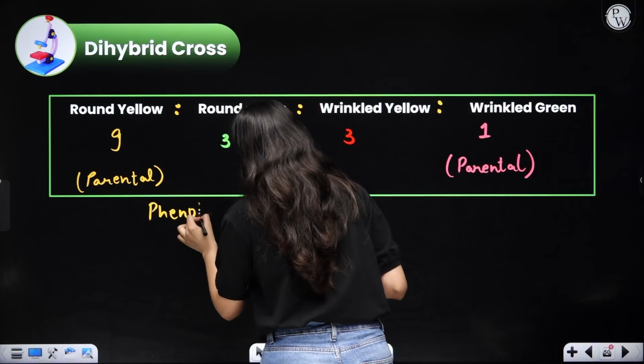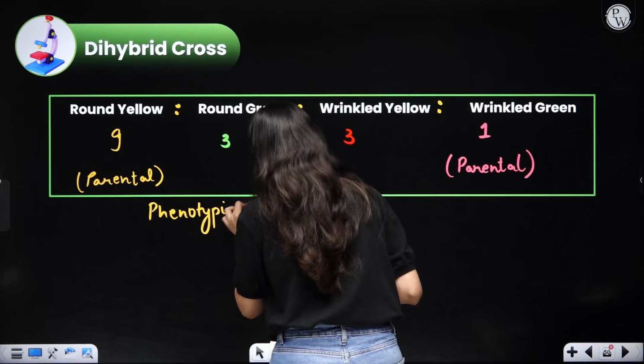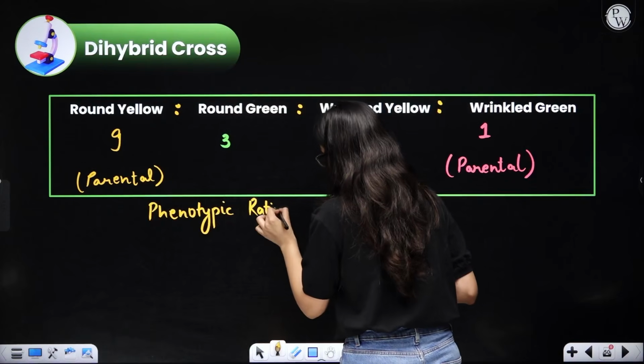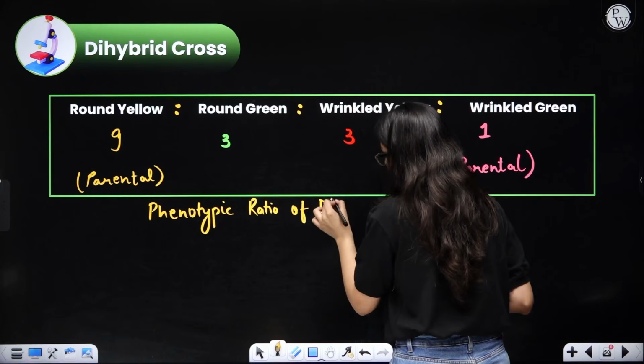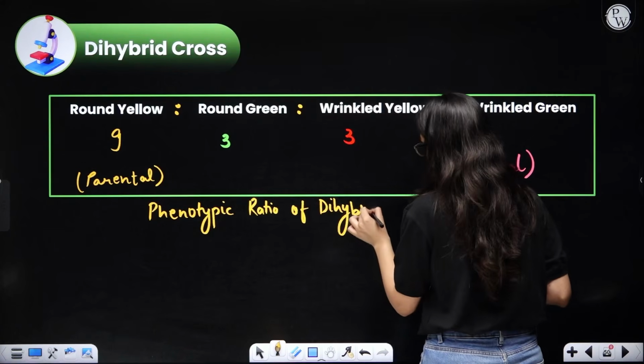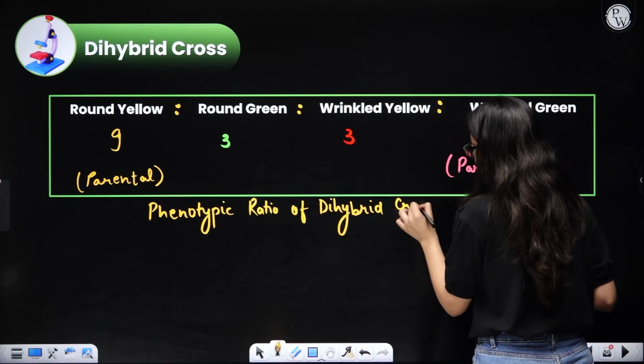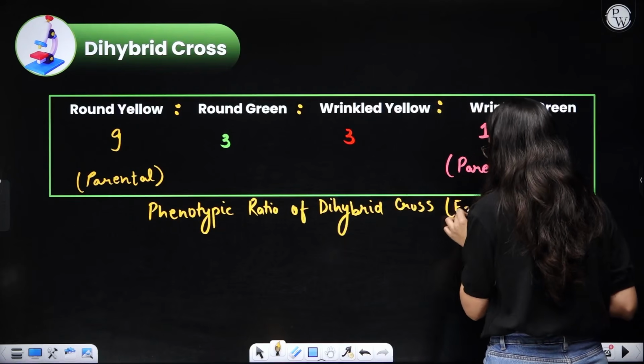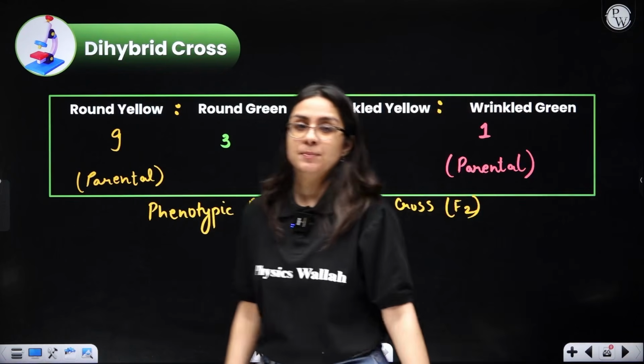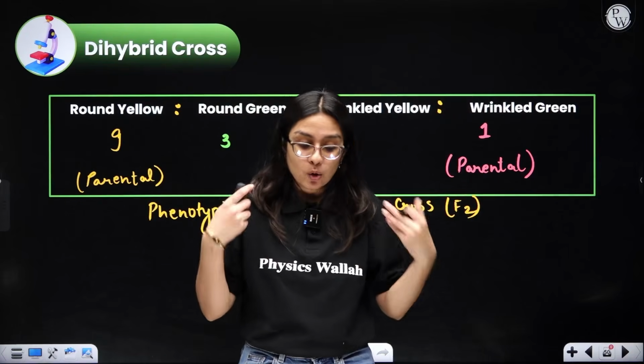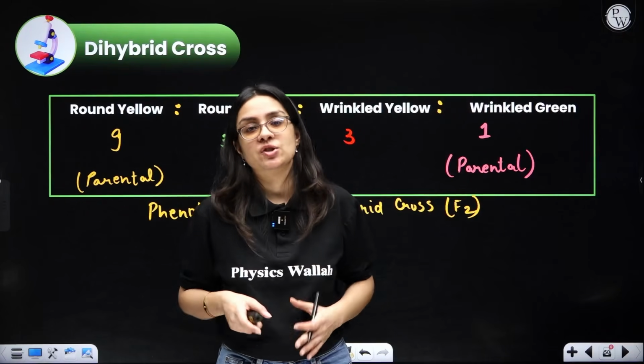This is the phenotypic ratio of dihybrid cross in the F2 generation. Okay, 9:3:3:1, asked in exams many times. But the more important thing is that there are new combinations that are being seen.